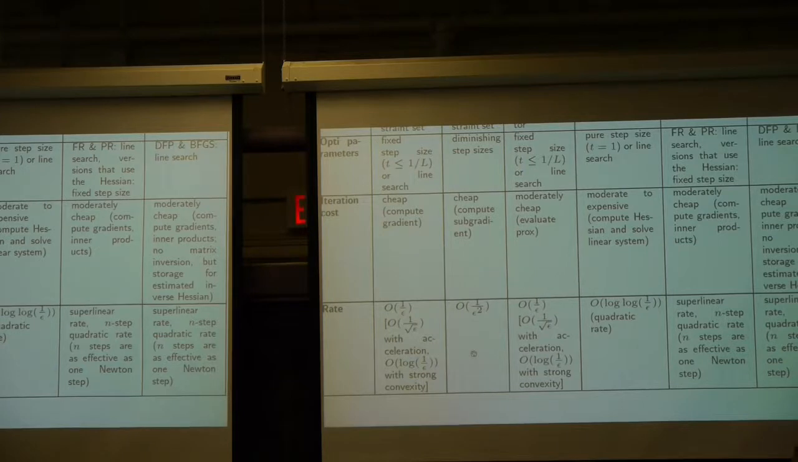For subgradient, this is the slowest that we have. It's 1 over epsilon squared. So that's a pretty substantial difference from 1 over epsilon. And we saw examples of where those two performed pretty differently.